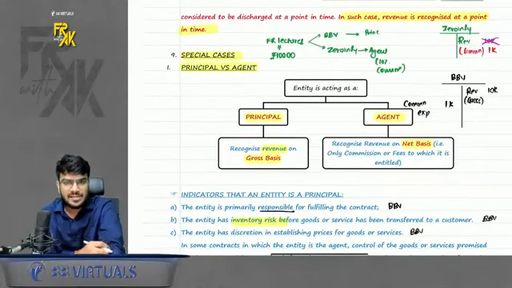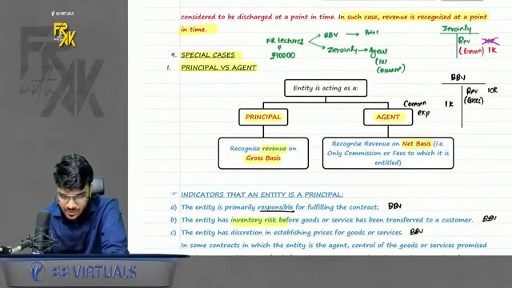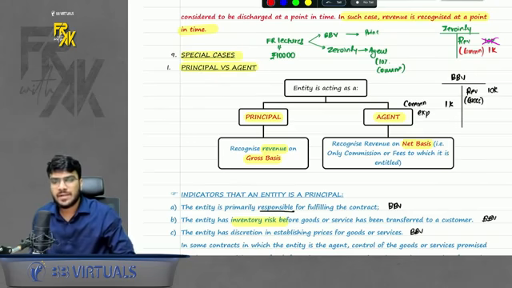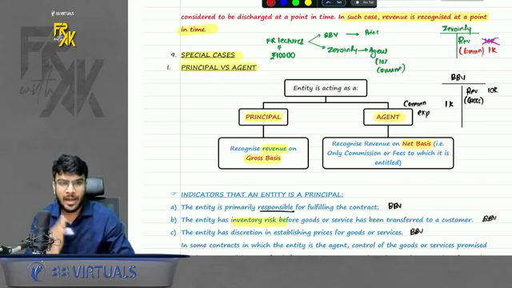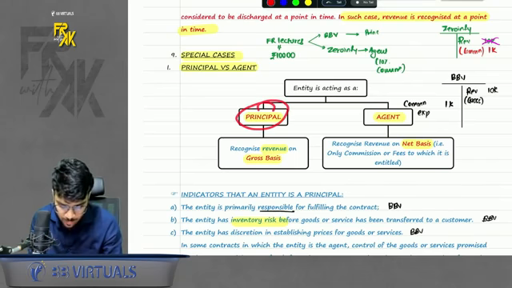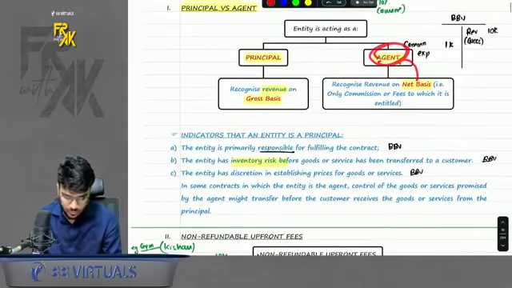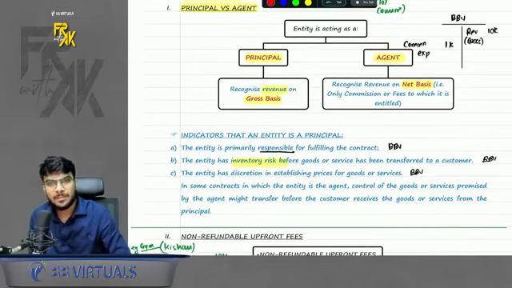We have some special cases also with us. Please have a look at the special cases. The first special case is principal versus agent. So the standard says whenever there is a principal agent relationship, try to identify who is the principal and who is the agent, because the principal will book the revenue on a gross basis, and the agent will book the revenue on a net basis. So always check for the indicators: who is the principal, who is the agent.